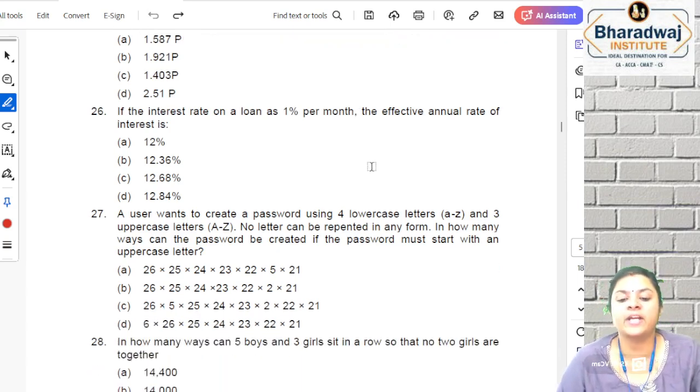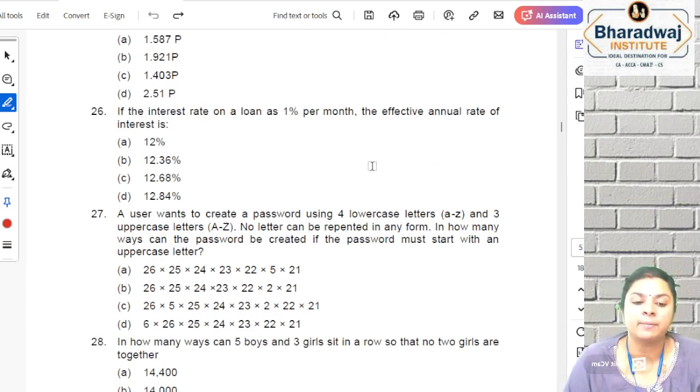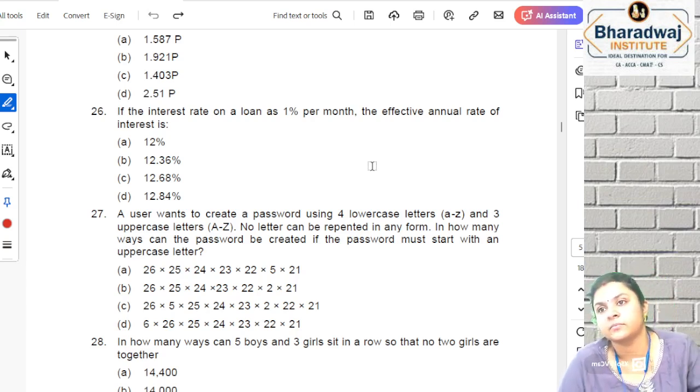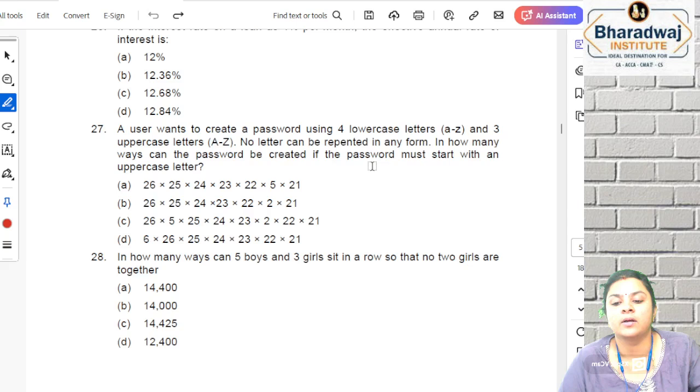26th. If the rate of interest on a loan is 1% per month, the effective annual rate is... So it is 1% per month. So you need not divide the rate by 12. Okay, they have not given it as per annum. Don't divide it by 12. So it will be 1 plus 0.01 the whole power 12. Okay. Right? Can I continue? Next.